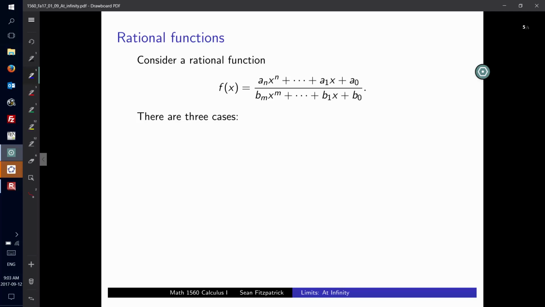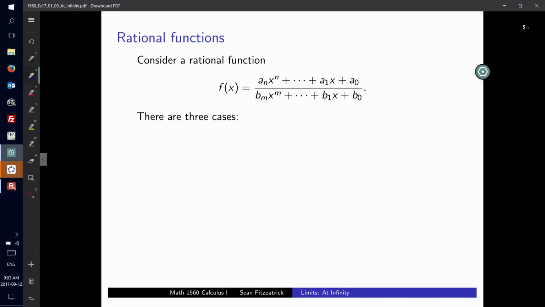If we were going to try to graph a rational function, there are lots of things that you look for. One of the things you can do is figure out where the denominator is zero. That tells you the location of vertical asymptotes. How do you find horizontal asymptotes? Well, it turns out there are three cases.